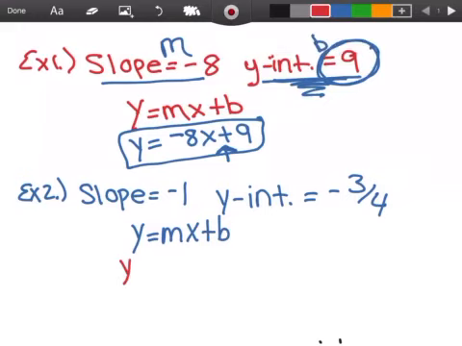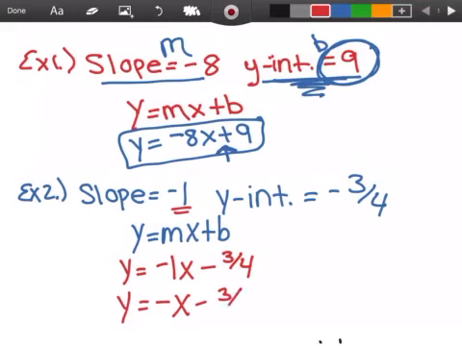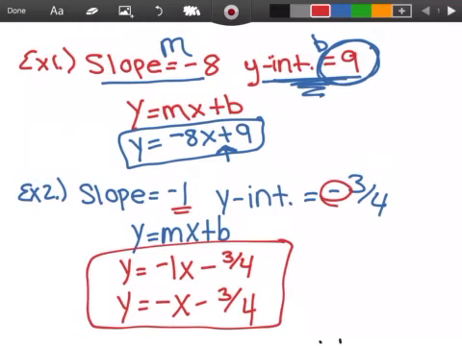I'll switch colors here for you. And then my slope is -1. You can also write this as just -x if you want. You can drop the 1. And then your y-intercept is -3/4. And so either one of these equations. But notice I dropped the plus sign and changed it to a negative because there was a negative hanging out here. Either one of these is the correct answer. You can have a 1 here or not.